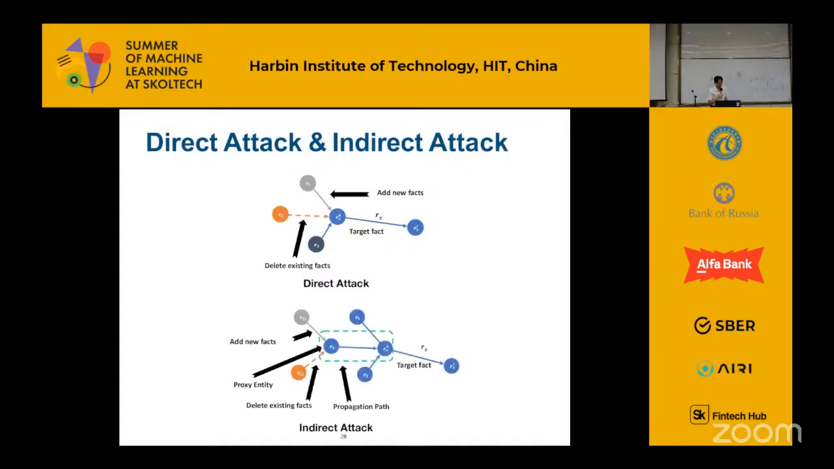We have two strategies. First is called the direct attack, and the second is called the indirect attack. The direct attack is that we just modify the neighbor of the target fact by adding some new edges to the tail entity or to the head entity. And the indirect attack means that we have an influence path. We add new entities or delete existing entities on this path in order to propagate such a kind of influence to the target facts.